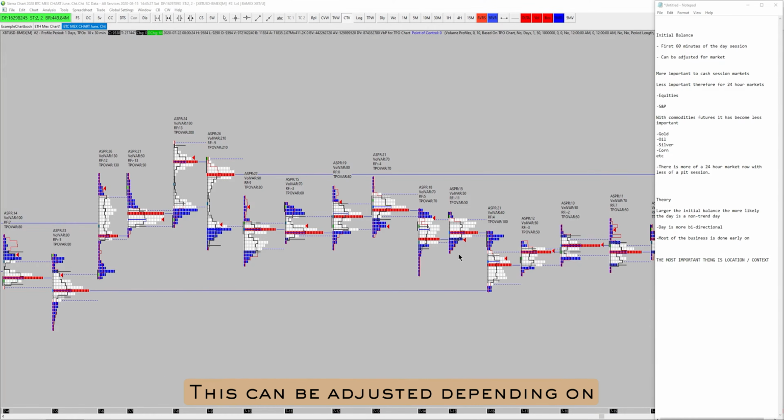All right. This can be adjusted depending on what particular market you're trading. But for the most part, the most generic application of this, the standard out-of-the-box version, is 60 minutes. This is more important in cash session markets, and I've said this before, how I don't really prioritize this. I don't look at the initial balance and then really take it into consideration with how I am gauging what the potential day might unfold as, or whether or not the day will have directional conviction or non-directional conviction, and it'll be more bidirectional and more range-like. I don't really take this into consideration on its own.